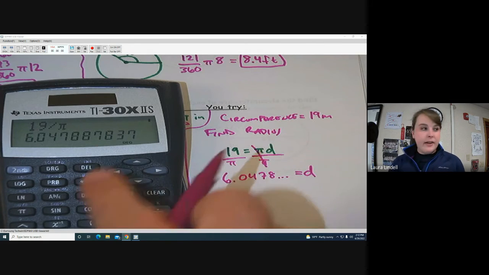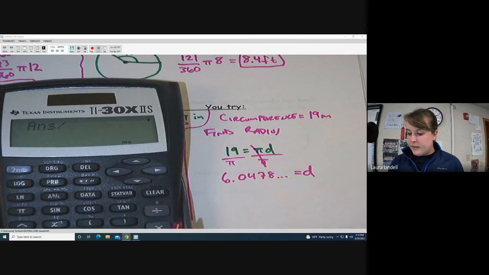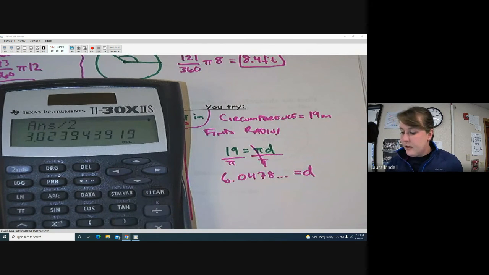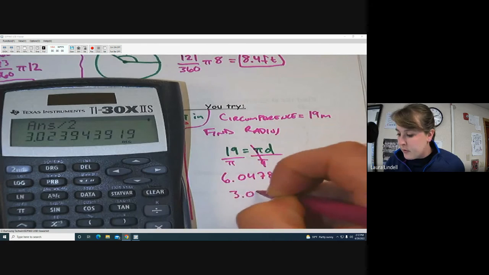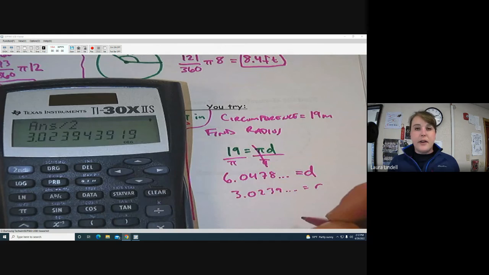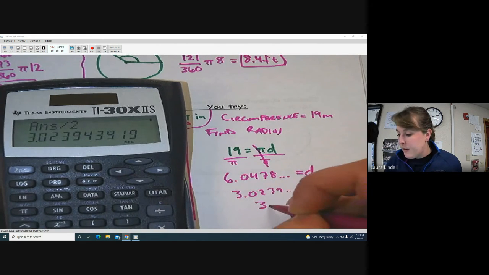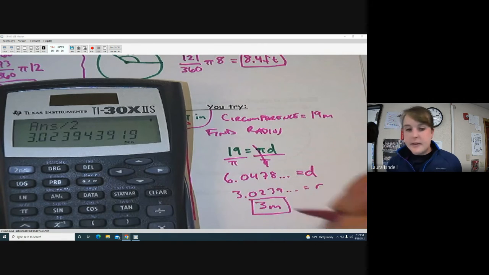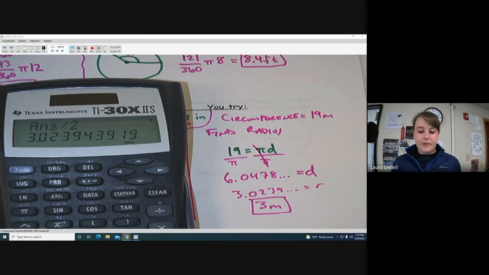I'm going to take what I have here and just hit divide by 2 to get 3.0239, a whole bunch of stuff for the radius. So if you're rounding to the nearest tenth, one decimal place, this just rounds to 3. So 3 meters will be our radius. And that's all we got to do.